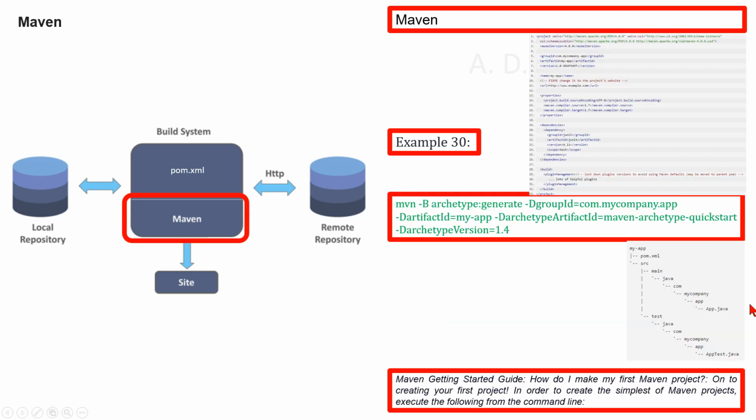Now we are considering how to make my first Maven project in the Maven Getting Started Guide. On to creating your first project. In order to create the simplest of Maven projects, execute this command from the command line. We are going to jump headlong into creating our first Maven project.